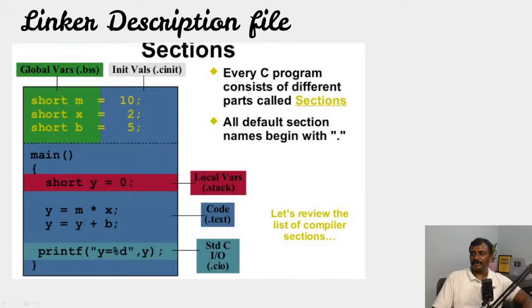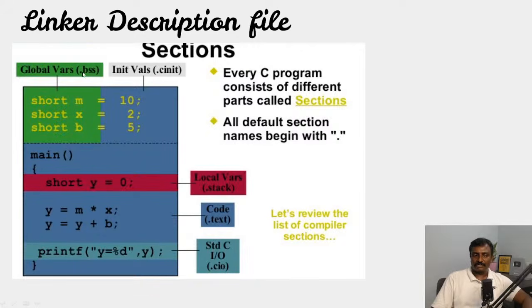The .cmd extension: if you choose a Texas Instruments DSP processor, the linker file extension will be .cmd. If you take a C program, you have the global variables. There are two kinds of global variables: initialized data and uninitialized data. The variables used inside a function are called local variables. So short y equal to 0 inside a function is a local variable, and this is the global variable.